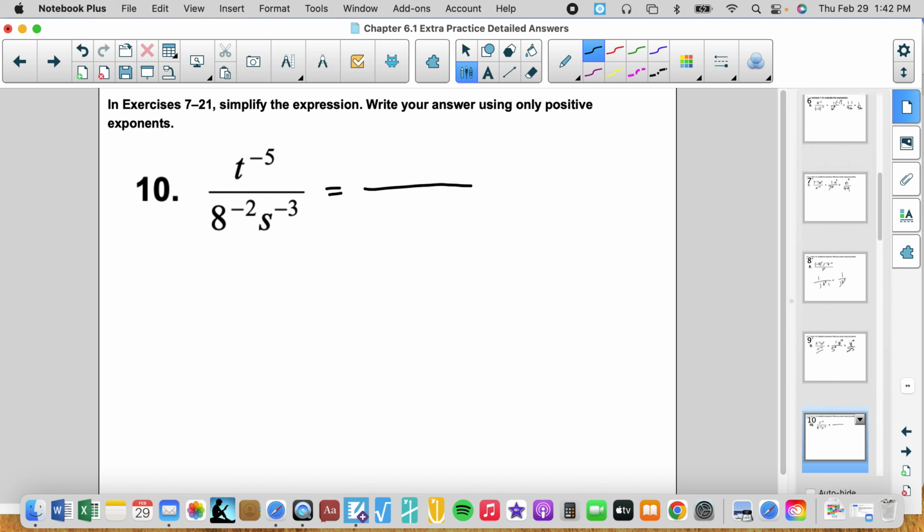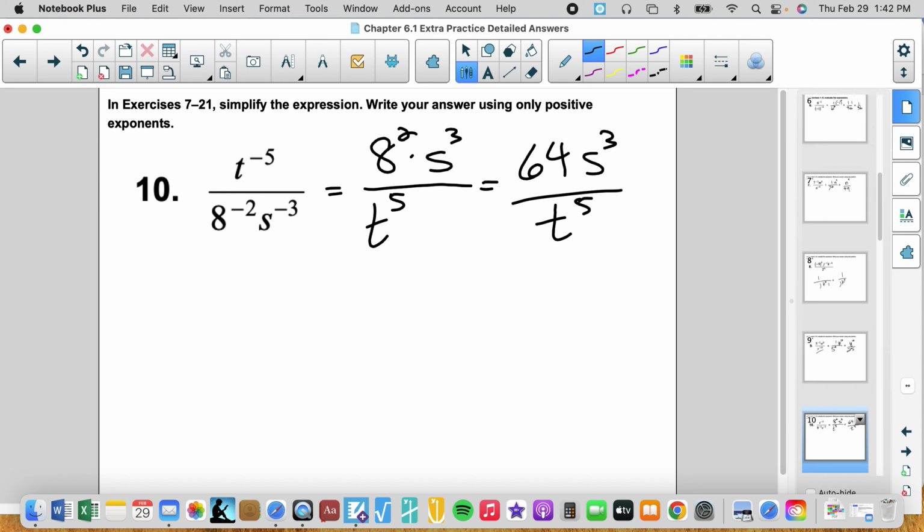T to the negative fifth. T to the fifth goes in the denominator. 8 to the negative 2. We're going to flip its location as well as the s to the third. 8 squared is 64. S to the third, t to the fifth.